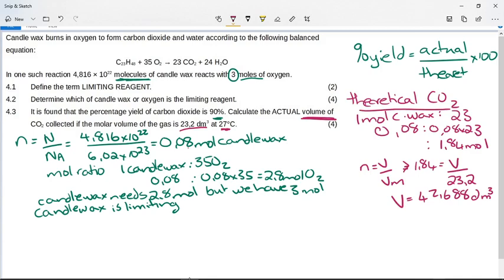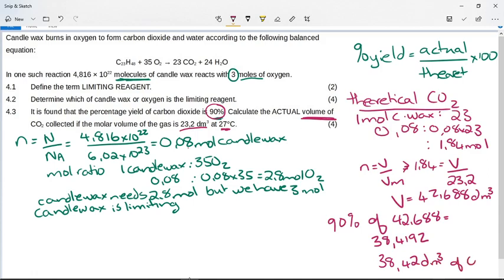So what is our actual yield? Our actual yield, they said to you, the yield is 90%. So we just have 90% of 42.688. That is what we are going to produce. Okay, and that will give you 38.4192, and because this is our final answer, we can round it off to 38.42 cubic decimeters of carbon dioxide.